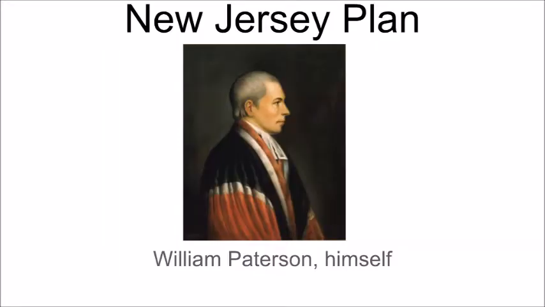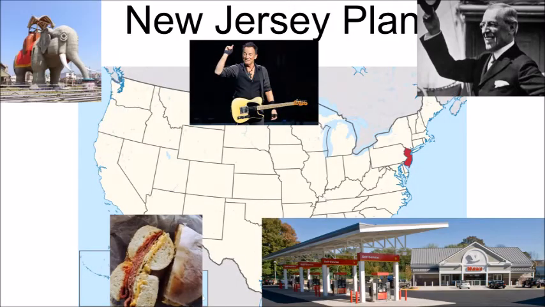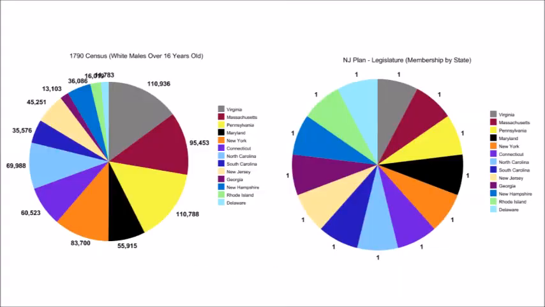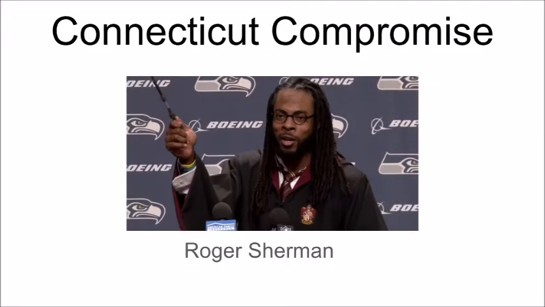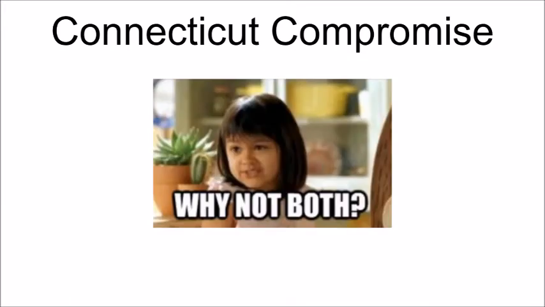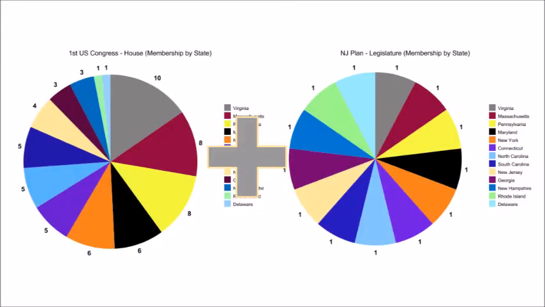William Patterson's pitch, the New Jersey Plan, consisted of a Congress in which each state would have one representative. In this way, a large state like Virginia would have equal representation as a small state like Delaware. To sort things out, Roger Sherman put forward his plan, now called the Connecticut Compromise. The main idea of it was to combine the Virginia Plan and the New Jersey Plan.